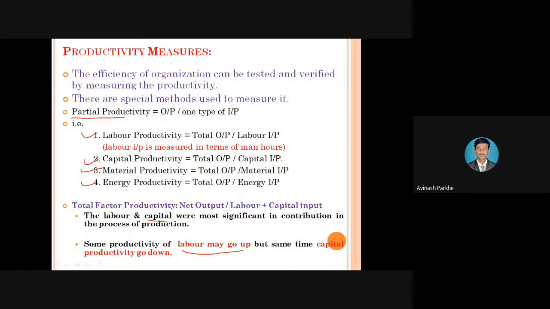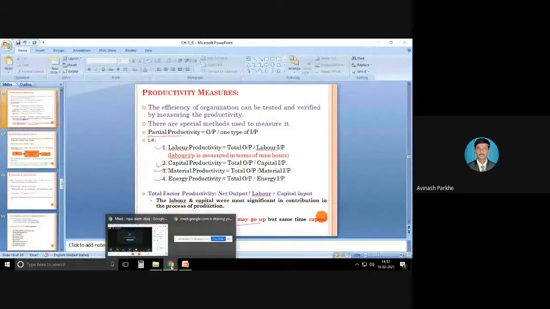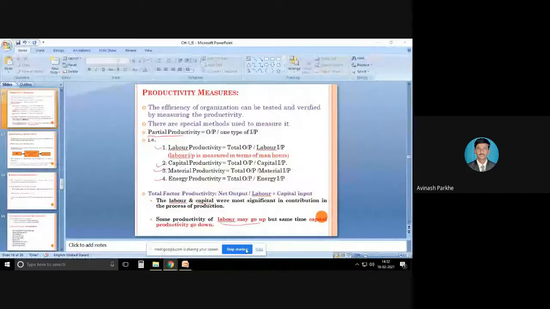Okay, so these are the productivity measures. That means the types of productivity we have to measure are labor productivity, capital productivity, material productivity, and energy productivity. With this, today we will stop here. The remaining part we will take in the next lecture.